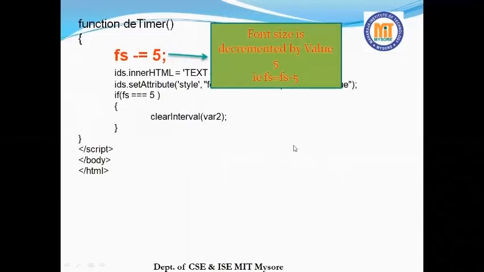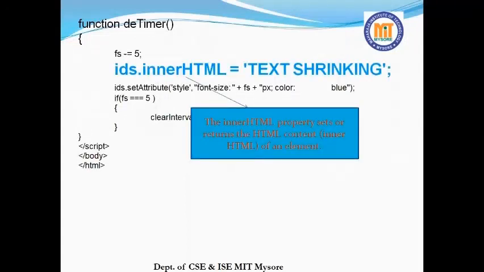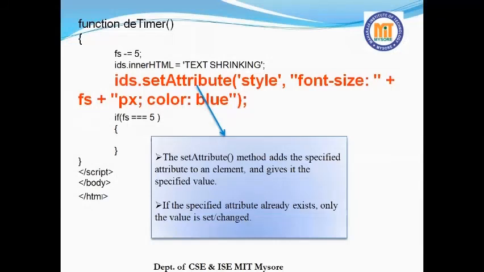Next is calling the function dtimer. Here it decrements by what we have set. Initially the font size will be decremented every time by 5, that is, fs minus equals 5, fs is equal to fs minus 5. After that we are again taking the element value by using the innerHTML attribute. Again we are setting some content, HTML text shrinking, then setting the attributes for that text shrinking: the font size, and the color of the font should be blue.